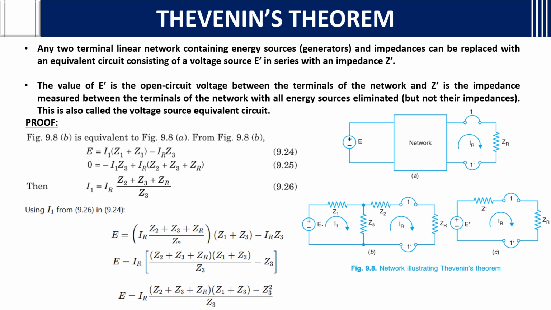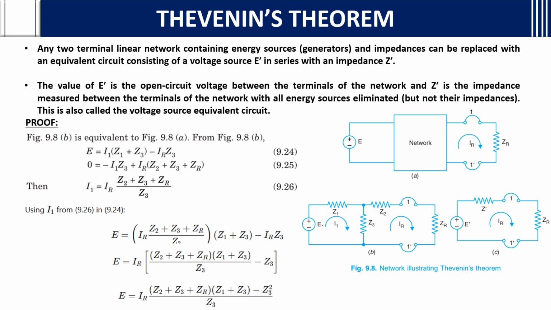The value of E dash is the open circuit voltage between the terminals of the network. E dash will be the open circuit voltage. If you open circuit, this will not be there. We measure across these terminals VOC, the open circuit voltage, or VTH, Thevenin's voltage, or E dash. E dash is the open circuit voltage between the terminals of the network.